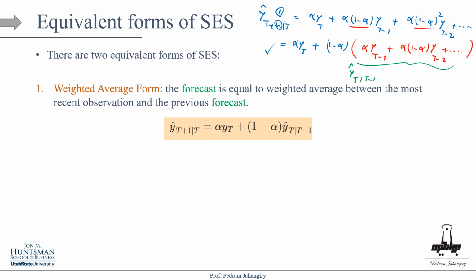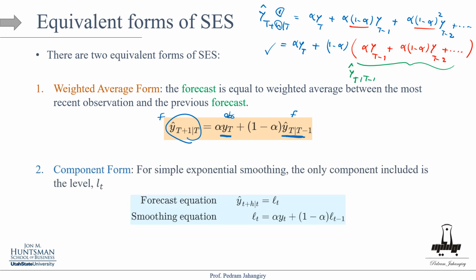We are going to call this version the weighted average form. I think the interpretation is more important, so just try to get that part. So what is the weighted average form of SES? It says that your forecast is basically a weighted average between the most recent observation and the previous forecast. So this is a forecast. This is the real observation, the last observation. This is also a forecast in the previous time step, right? So we call it the weighted average form.